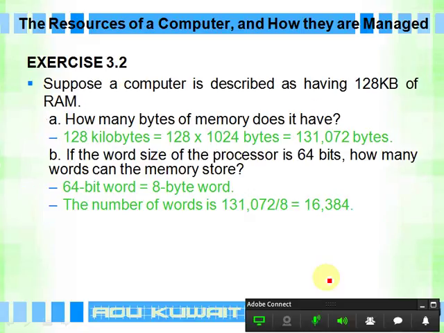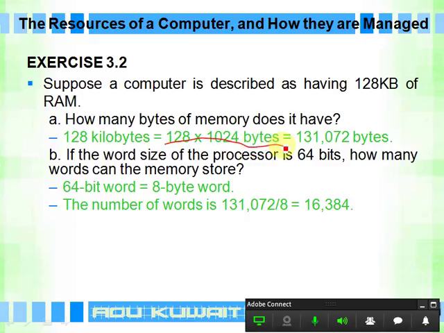So here is an exercise. Suppose a computer is described as having 128 kilobytes of RAM. How many bytes of memory does it have? You have to convert the kilobytes into bytes. How do you convert? 1 kilobyte is equal to 1024 bytes. So 128 kilobytes is 128 into 1024 bytes.